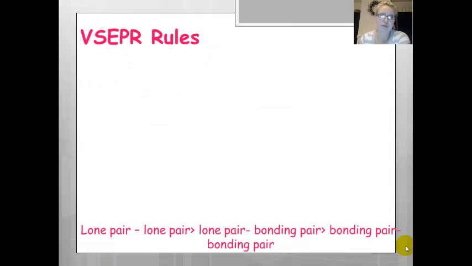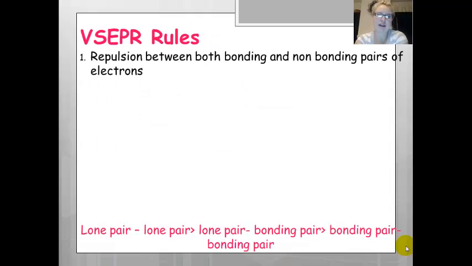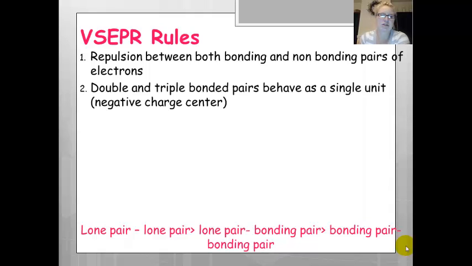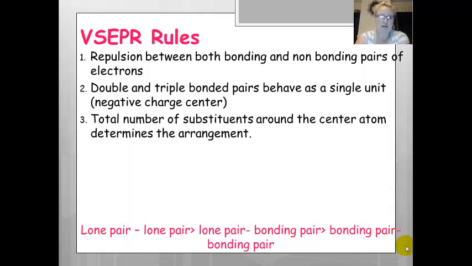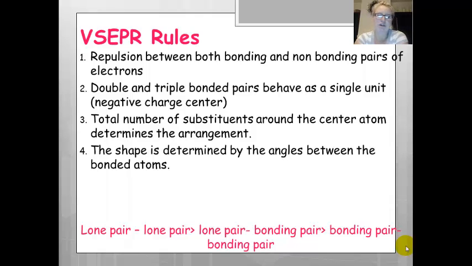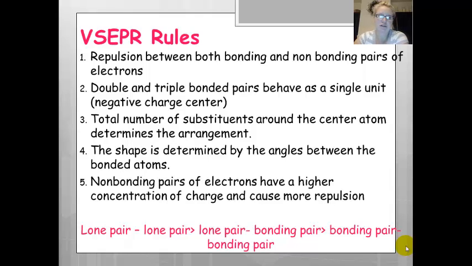So there's a few rules for VSEPR. The first is that there's repulsion not only between bonding pairs of electrons, but also between non-bonding pairs. Double and triple bonded pairs behave as a single unit. The total number of substituents around the central atom determines the shape. The shape is also determined by the angles between the bonded atoms.